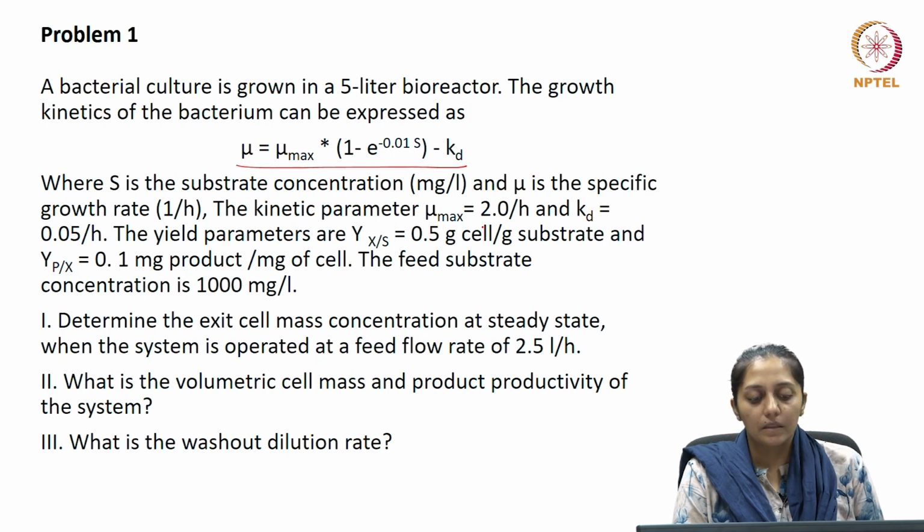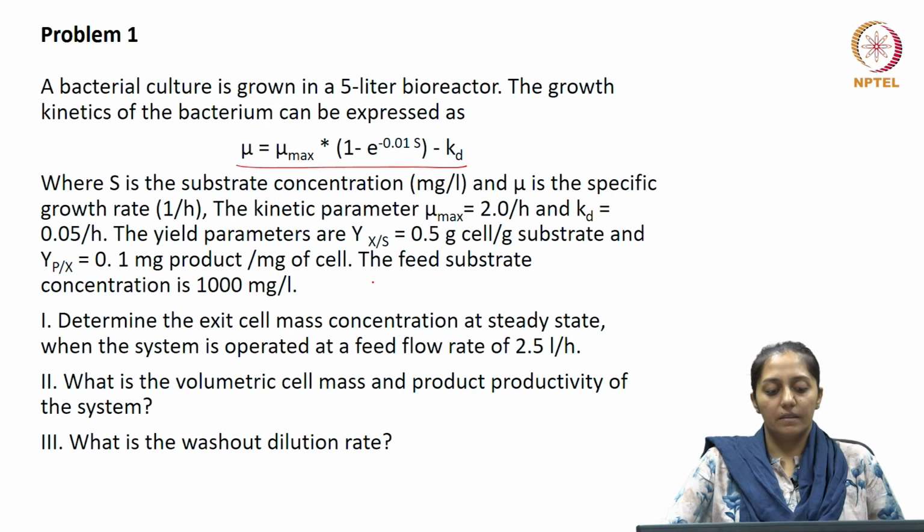The yield parameters with respect to the substrate, so Yx by S is given as 0.5 gram cell per gram substrate consumed, and Yp by X, which is amount of product produced per unit biomass produced, is 0.1. The feed substrate concentration is 1000 milligrams per liter.